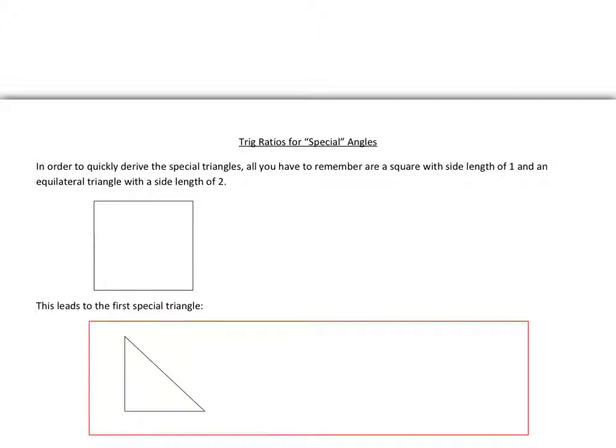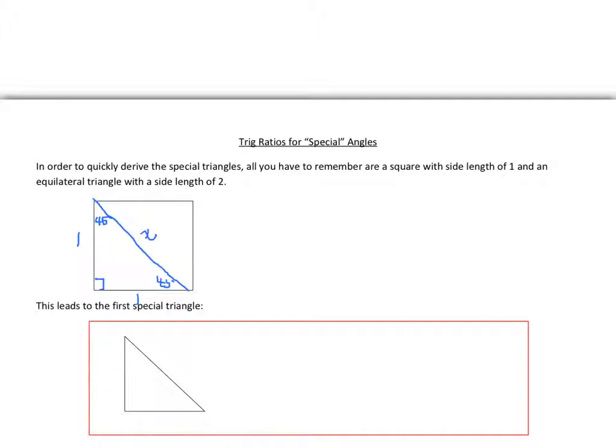So starting off with a square with a side length of 1, I'm going to split that square in half along the diagonal, creating a right triangle with two 45-degree angles, which of course is one of the special triangles. Now the only side length here that's missing is the length of the hypotenuse.